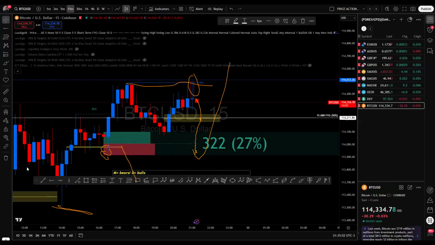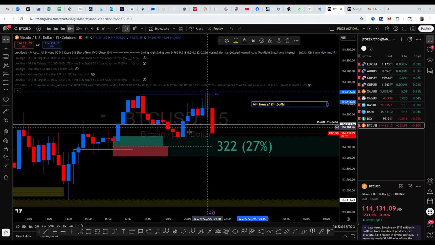So I'll be right back. It looks like this fair value gap is invalidating this fair value gap. So what I would like to see is that price validates this one.